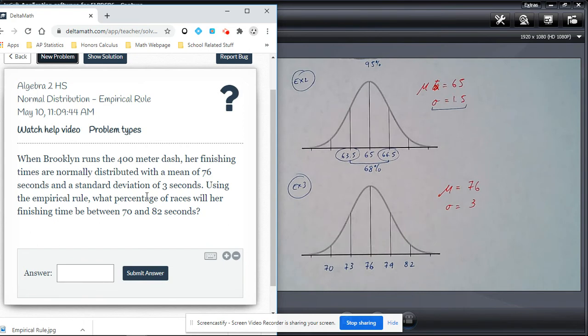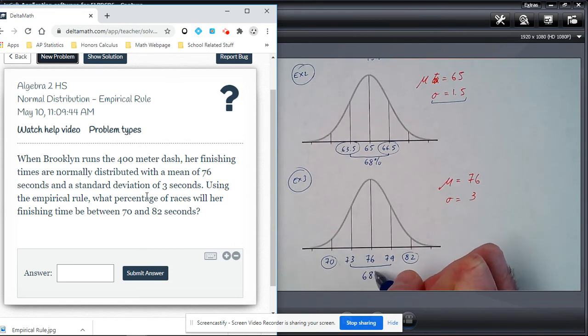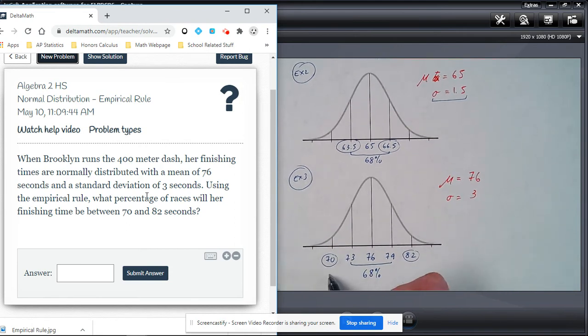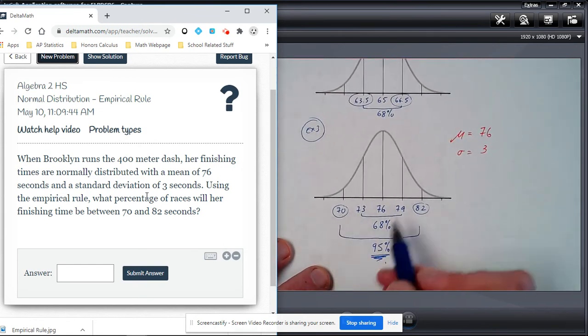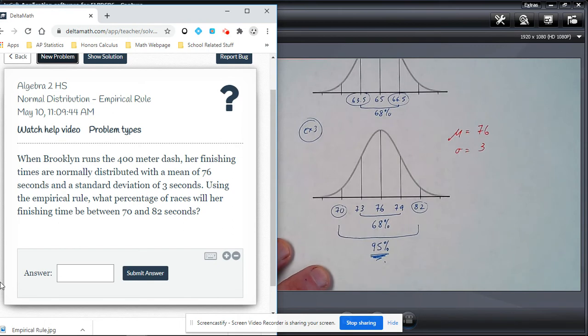Now I could keep going, but remember the times that I'm interested in are 70 and 82, because that's in the question. Well, if it was between 73 and 79, that's within one standard deviation, so that would be 68%, but 70 and 82, that's within 2 standard deviations, so that's going to be 95%. So there you see within 2 standard deviations, it's 95%.